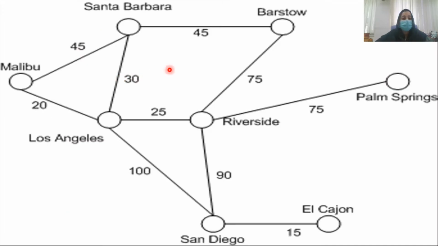Similarly, here we can show connected cities using a graph like in the given figure. Cities are represented as nodes or vertices, and the road distance is represented on edges. For example, from Los Angeles to San Diego, the distance is 100. Similarly, from San Diego to Riverside, the distance is 90.